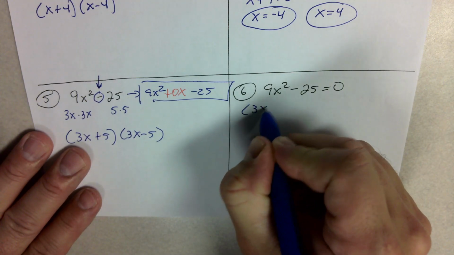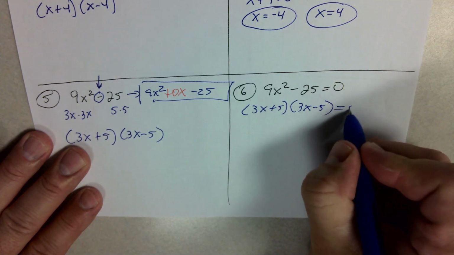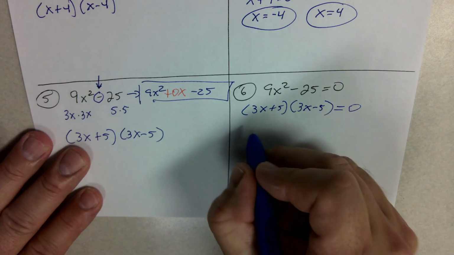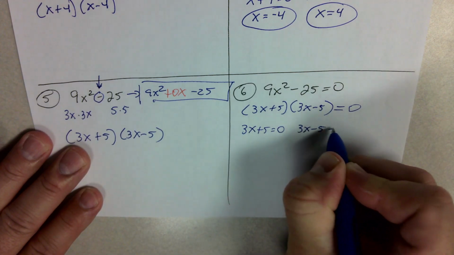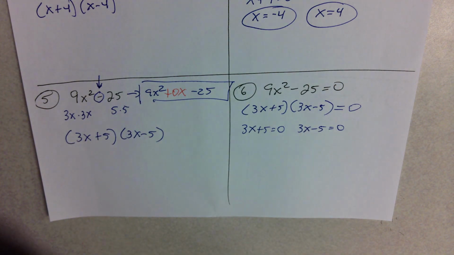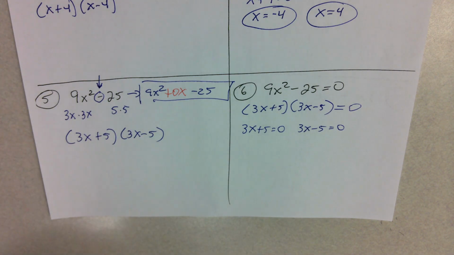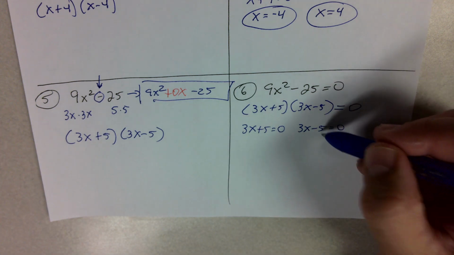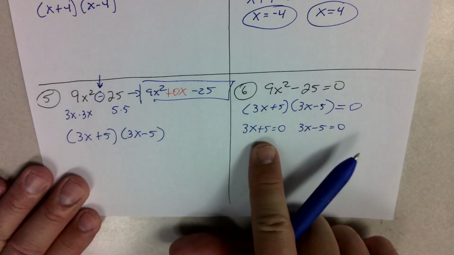I know it's going to be 3x plus 5 times 3x minus 5 equals 0. 3x plus 5 equals 0. 3x minus 5 equals 0. Is that it? Is that all of it? That's it. We would be done with breaking it apart. Yep. Now, to answer your question, Christian: if it is equal to 0 like this, then we have to take it a step further. If it says solve it, we need to take the two factors and set them equal to 0.